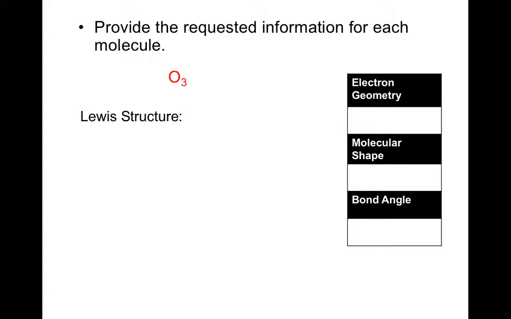All right, and finally, we'll look at ozone. So here's the Lewis structure for ozone. Now, when I'm counting the electron groups, the lone pair counts as 1. This single bond counts as 1. And this double bond just counts as 1. So it doesn't matter that it's a double bond. There's only 1 atom that's connected to the oxygen by that double bond. So double bonds only count as 1 electron group.